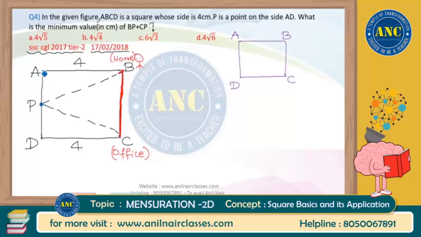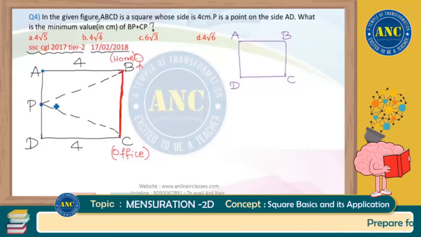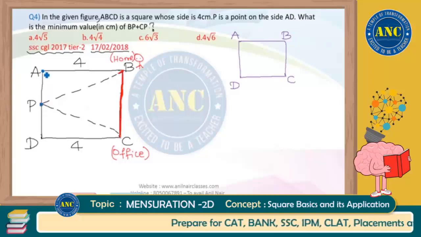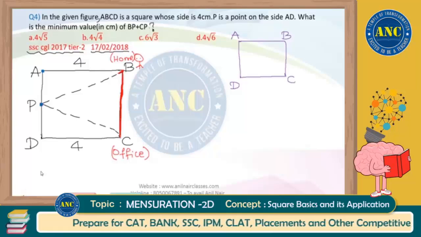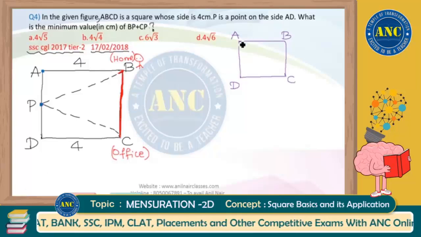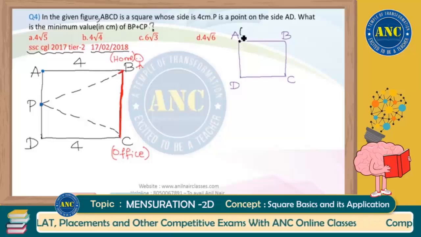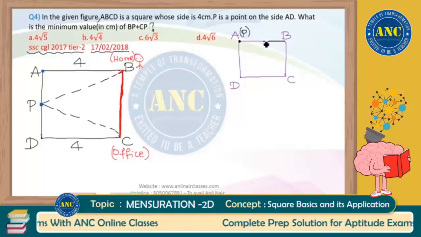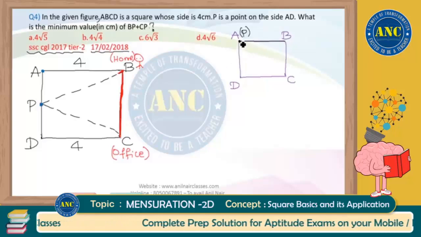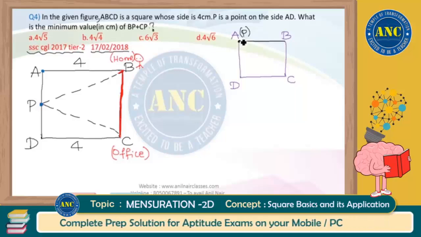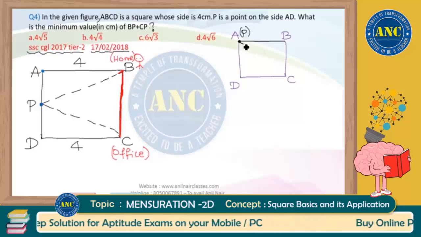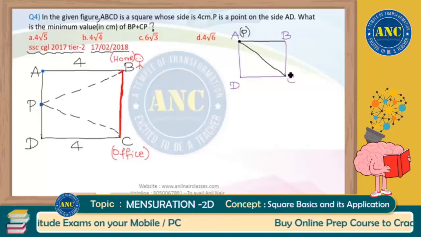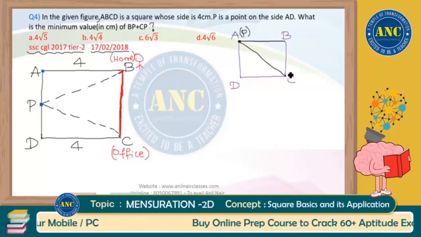What I will do is assume that point P is exactly on point A. That means this particular point is exactly coinciding with A. Point P and point A are exactly coinciding. That means from B to P I will travel 4 centimeters. Now I am at point P, which is exactly where A is located. From P to C I will travel again.